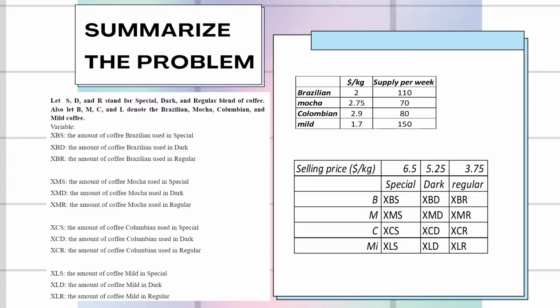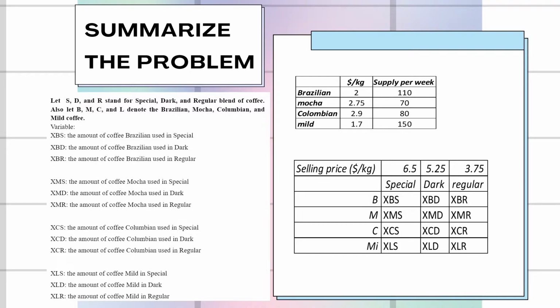After having the parameters, we will set the decision variables. The decision variables are the unknown and controllable parameters of the system, and finding their values is the purpose of the problem-solving effort. The values of the decision variables determine the objective function value. In our problem, we denote that S, D, and R stand for special, dark, and regular black coffee. Also, we let B, M, C, and L denote Brazilian, mocha, Colombian, and milk.